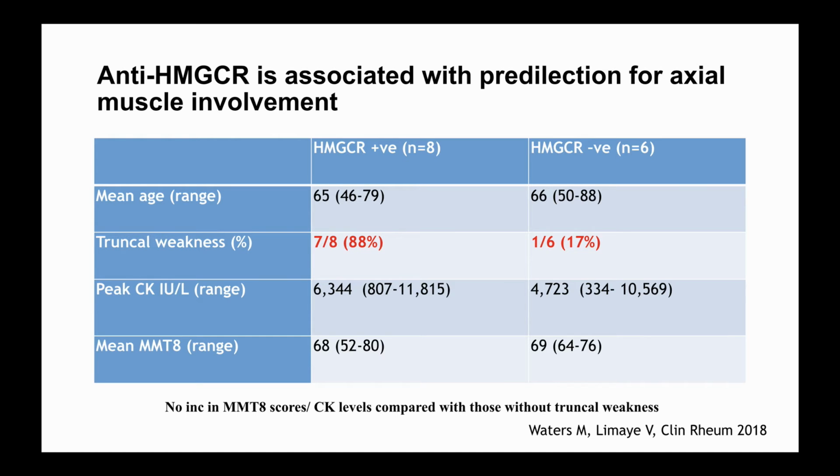So you'll recall we had 16 patients and HMGCR antibodies had been tested in 14 because this study recruited patients before testing for this antibody became available. And we found that HMGCR antibodies were very strongly associated with truncal weakness. So 7 of the 8 patients who had HMGCR antibodies had prominent truncal weakness, whereas only 1 who was antibody negative did. And interestingly, there was no difference in the peak CK levels or the mean MMT8 score. So the HMGCR antibodies selectively seem to target the truncal musculature, and this was not explained by a more severe myopathy, as there was no real difference in the peak CK levels or the overall MMT8 score.